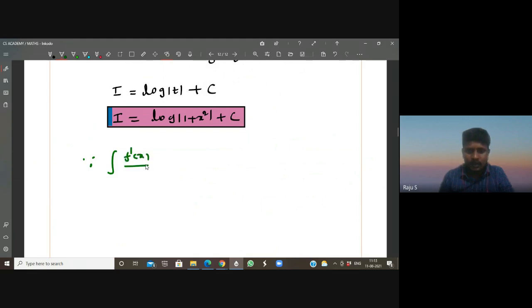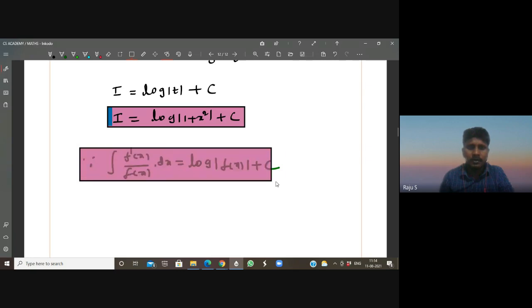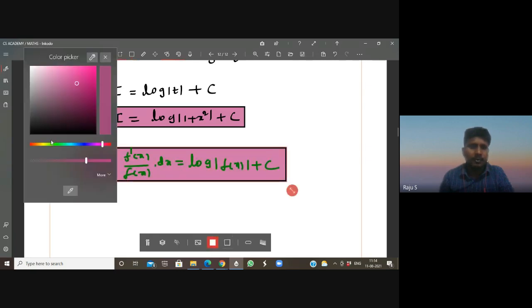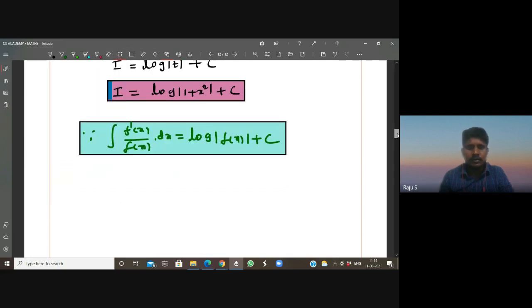Anyone? Integral of f dash of x by f of x into dx is equal to what? Log mod. Students, whether or not you remember other formulas, you should remember this formula. This will play a very important role, especially in objective questions. So this is a very, very important formula.